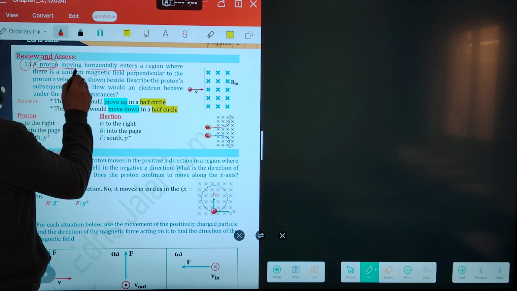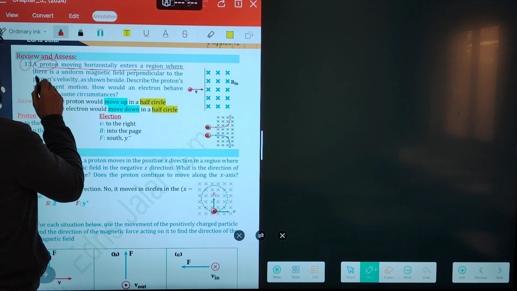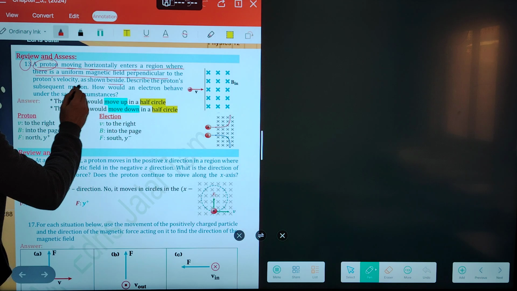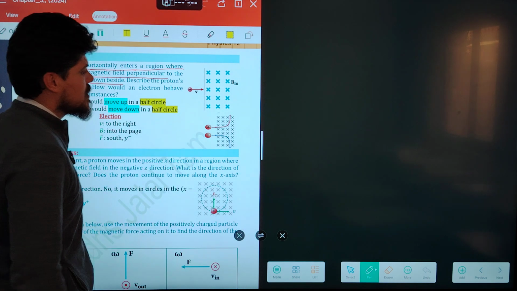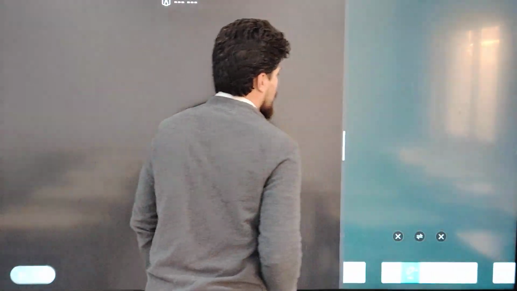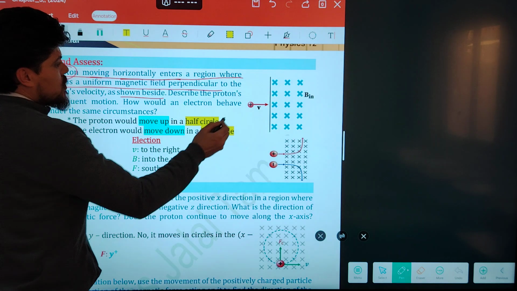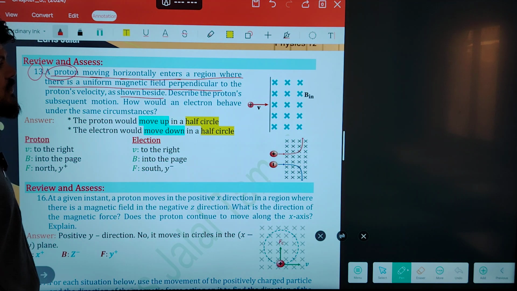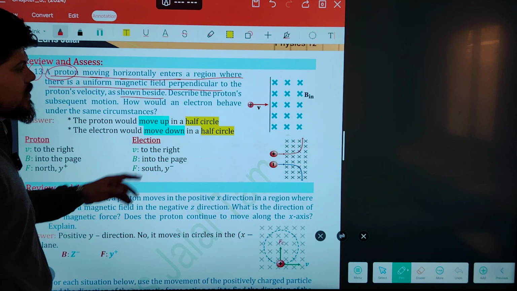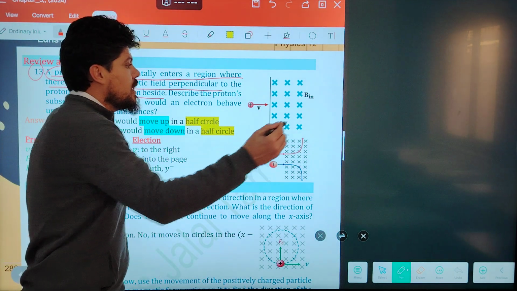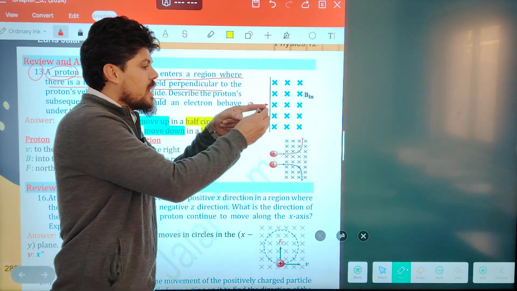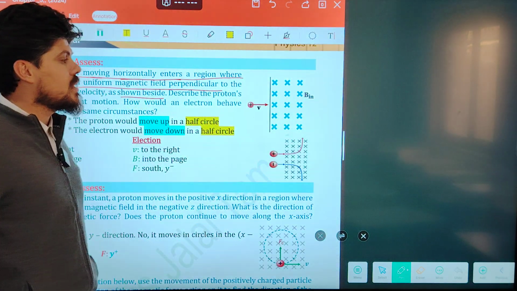The proton moving horizontally enters a region where there is a uniform magnetic field perpendicular to the proton's velocity, as shown in the figure. The figure is given, guys. Look. The direction of V and B is perpendicular: B is into the page, but V is to the east. The angle between them is 90.